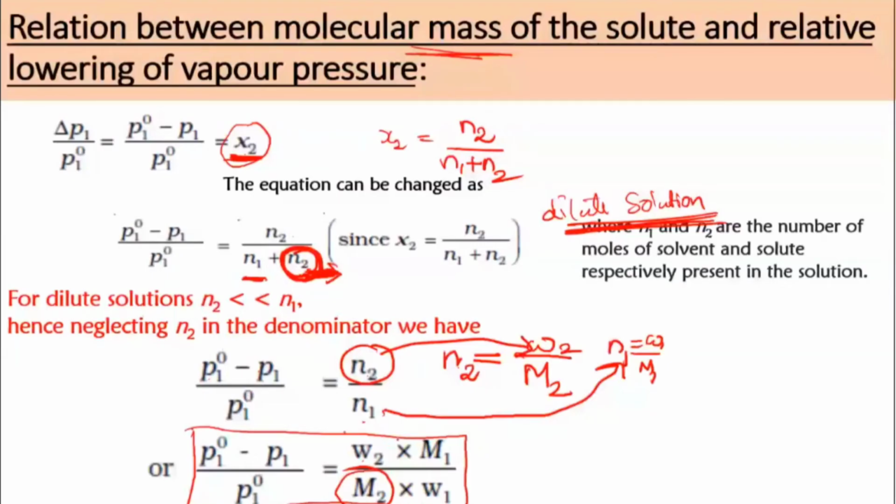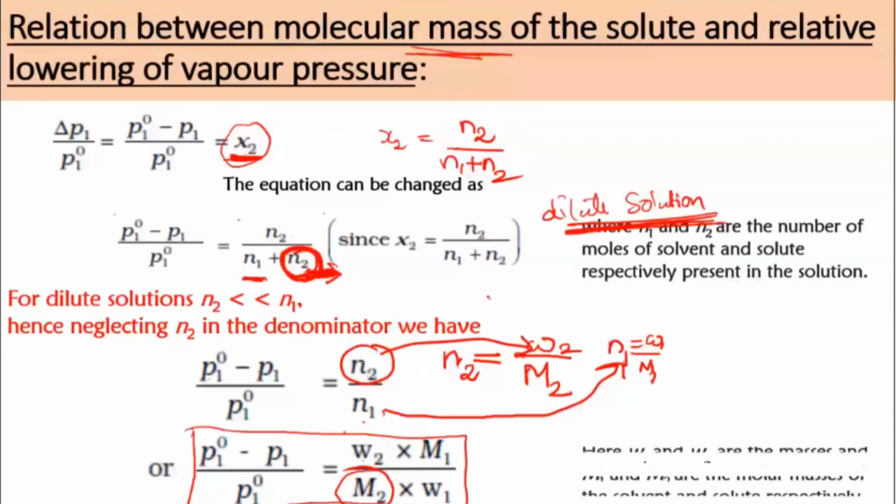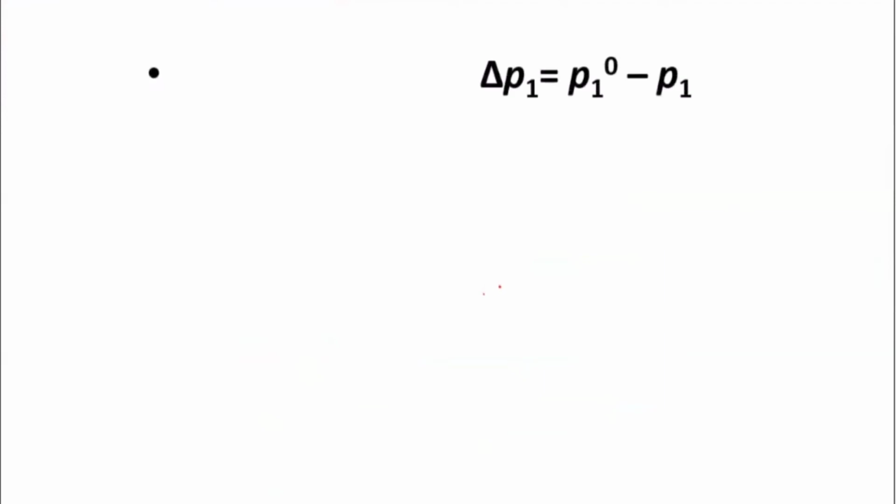N2 you can substitute as W2 by M2, and N1 you can substitute as W1 by M1. After substitution, you get W2 by M2, and then whole divided by W1 by M1, so it gets multiplied here. So this is another formula which you are getting. This formula is important. It will help you to calculate the molar mass of the solute. So till here we had done yesterday. Now we'll continue.